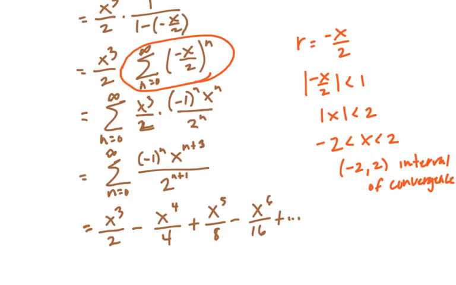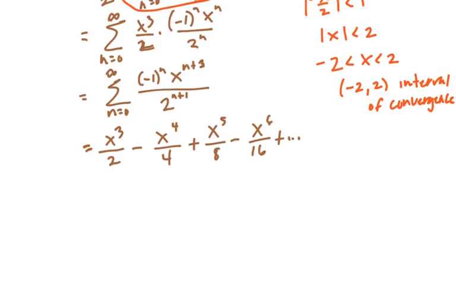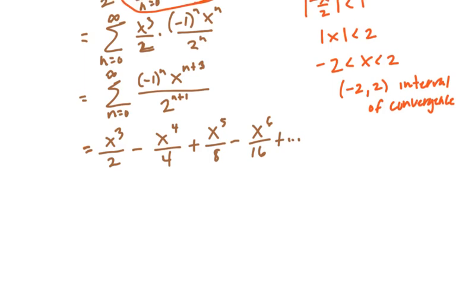Let's go back down to the series. Now that we have our interval of convergence, let's go back down to here. And this series can also be written as a series. We have a negative 1, we have a 2, and we have an x. Let's call this x to the n. And then we can start n at 3 and go to infinity.